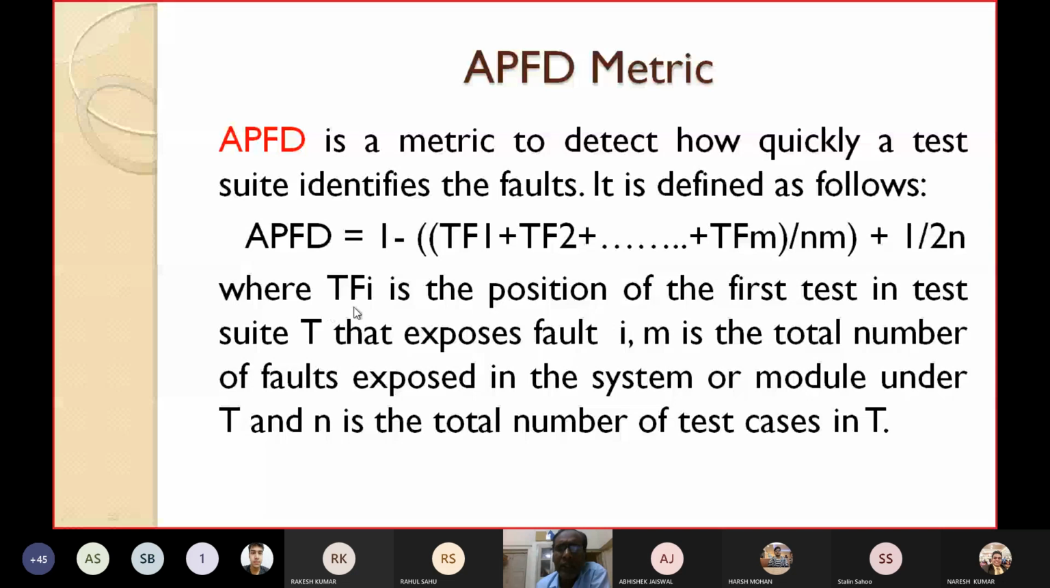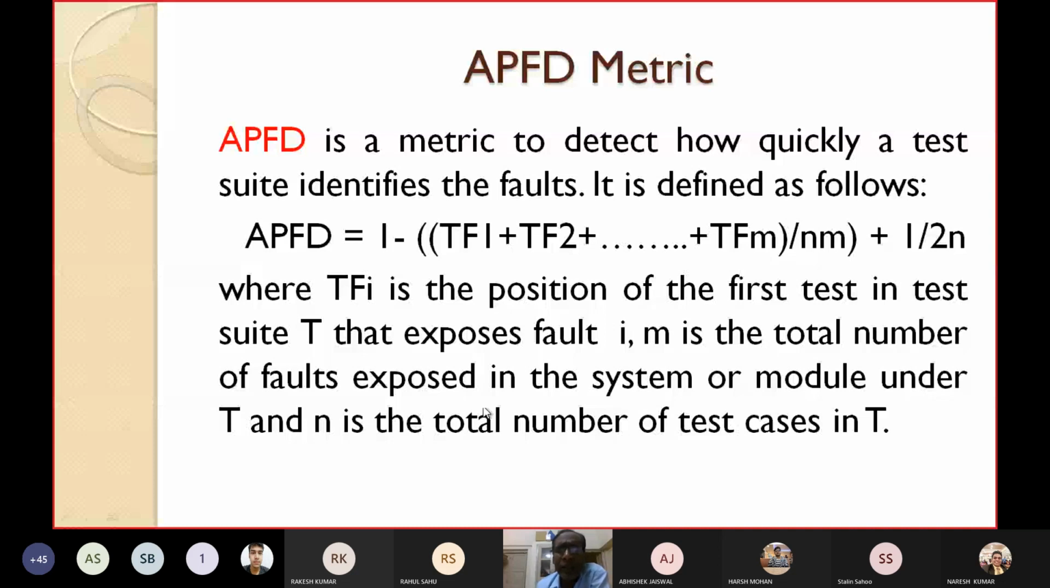A test suite T contains a number of test cases. So what is TFi? TFi is the position, the location, of the first test case in the test suite T which exposes fault i. I will explain it through an example. What is M? M is the total number of faults exposed in the system or the module under test. And N is the total number of test cases present in T.